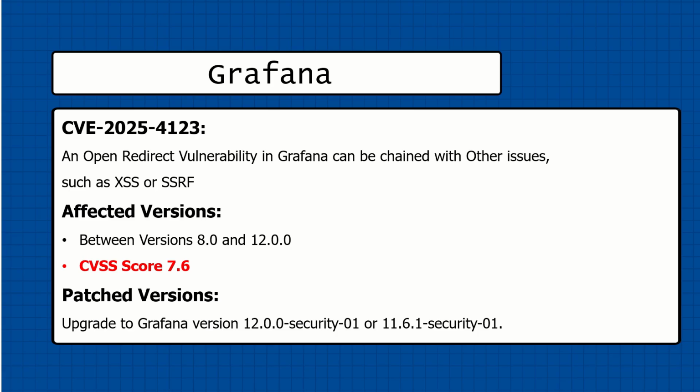So if you are at risk, you need to check as soon as possible. To patch, immediately upgrade your Grafana to version 12.0.0 security 01, which Grafana has already released. Also enable the CSP, the content security policy, and disallow unsigned plugins in your configuration. If you can't patch right now, disable anonymous access and restrict the network access to your Grafana instance.